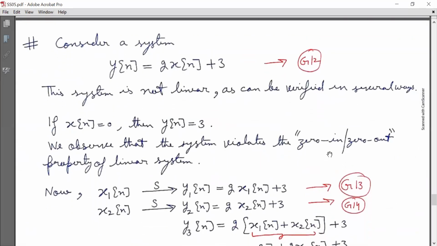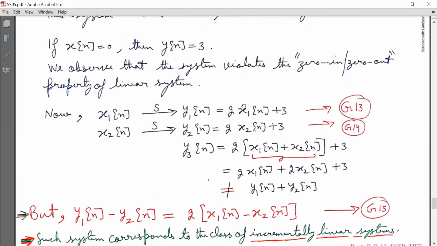Now consider a system y[n] is equal to 2x[n] plus 3, marked as equation G12. This system is not linear, as can be verified in several ways. First, if x[n] is equal to 0, that is, the input is 0, then y[n] is equal to 3. We observe that the system violates the zero-in, zero-out property of linear systems. So I can directly say that the system is not linear.